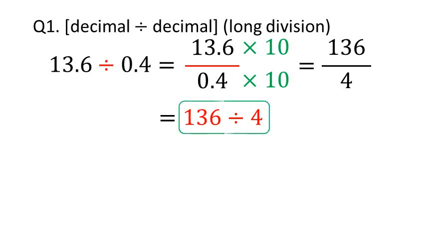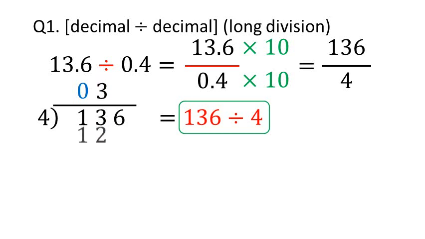So let's calculate 136 divided by 4 by long division. Consider 1. How many 4s can fit into 1? We have 0 4s in 1. Now we consider 13. How many 4s in 13? We have 3 4s in 13. 4 times 3 is 12. Subtract 12 from 13, which is 1. Then we move the 6 down.